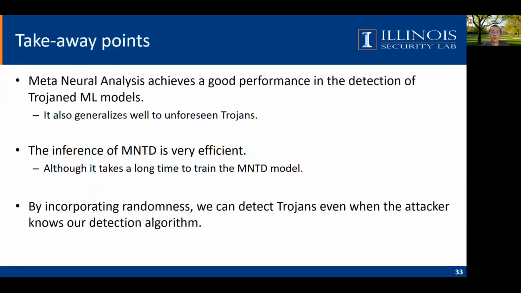That's all for our project. Here are the takeaway points. First, we show that metaneural analysis achieves a good performance in the detection of Trojan machine learning models. In addition, such system is very efficient at the inference stage. Finally, we propose a robust version of our system, which can detect Trojans even if the attacker knows our detection algorithm.